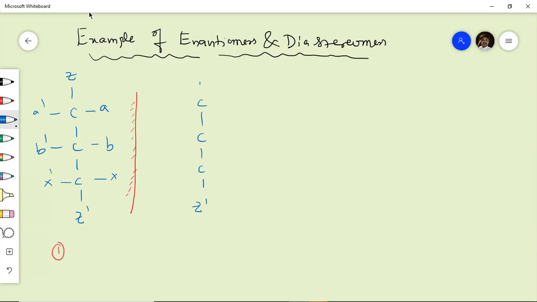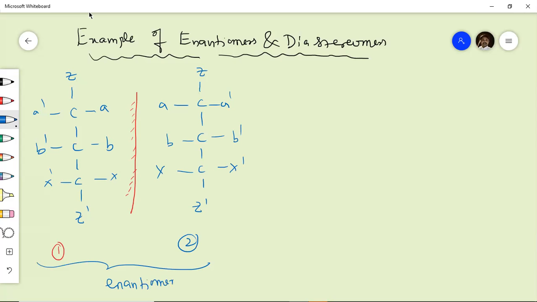This is the mirror image I am writing. Okay, this is our figure number 2. So the first two are enantiomeric pairs actually. These are called enantiomeric pairs.